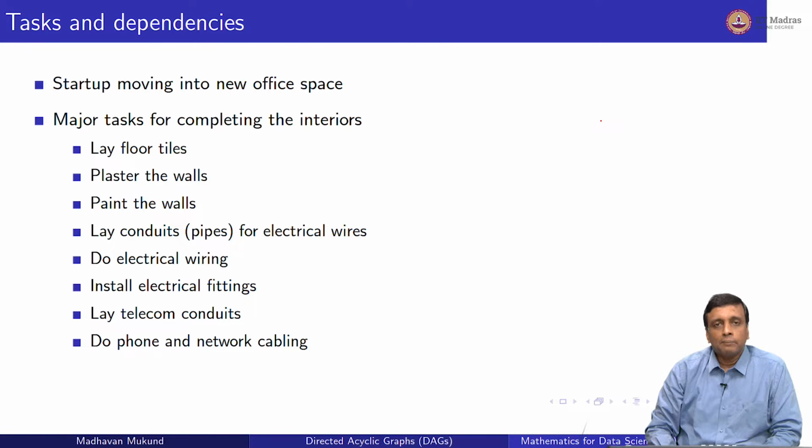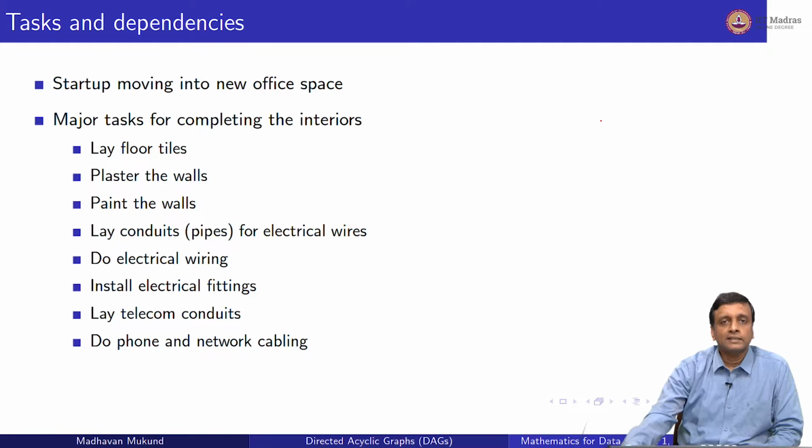We also need to lay pipes, these conduits as they are called, in order to take wires from here to there. So there are wires of two types. There are electrical wires, but also there are networking cables for computers. There are also telephone cables and so on. And these cannot go in the same conduit because they interfere. So we'll have separate conduits for electrical wires, separate conduits for telecom equipment.